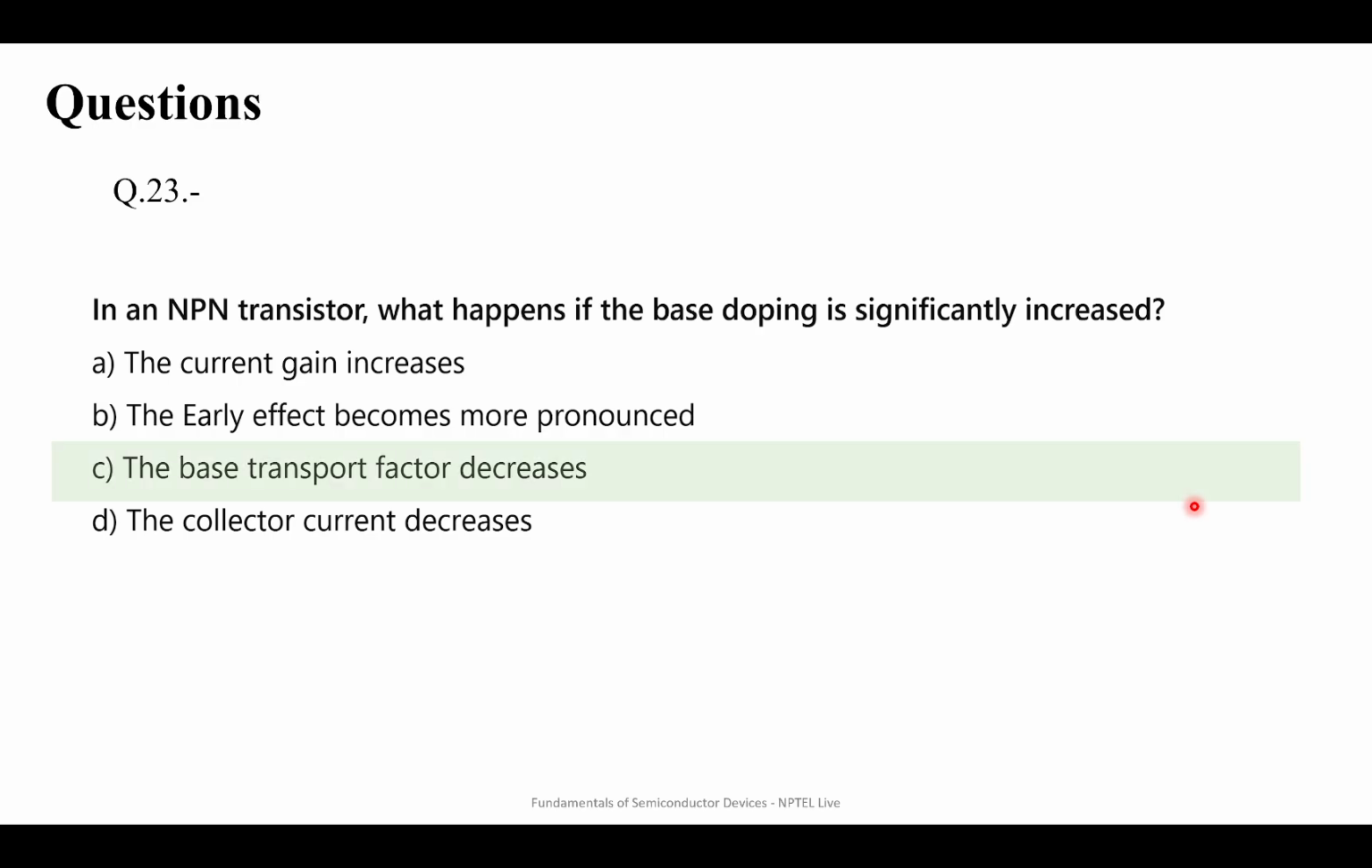So the answer to this is actually the base transport factor decreases. So if your base doping increases, your recombination rate will increase. So the current from your base to your collector will decrease. Your base transport factor determines how much current is going from your base to your collector, and that will decrease because of higher recombination.